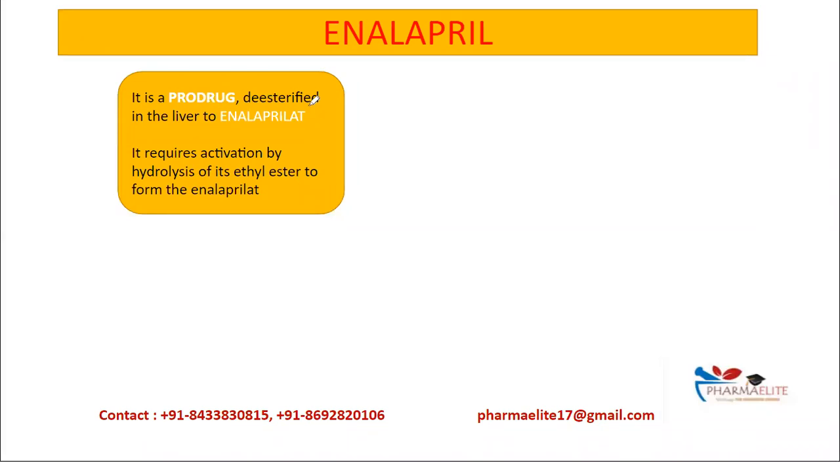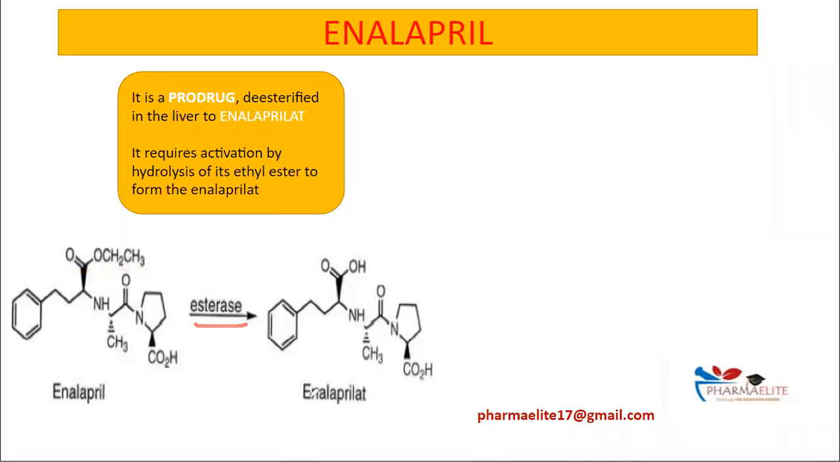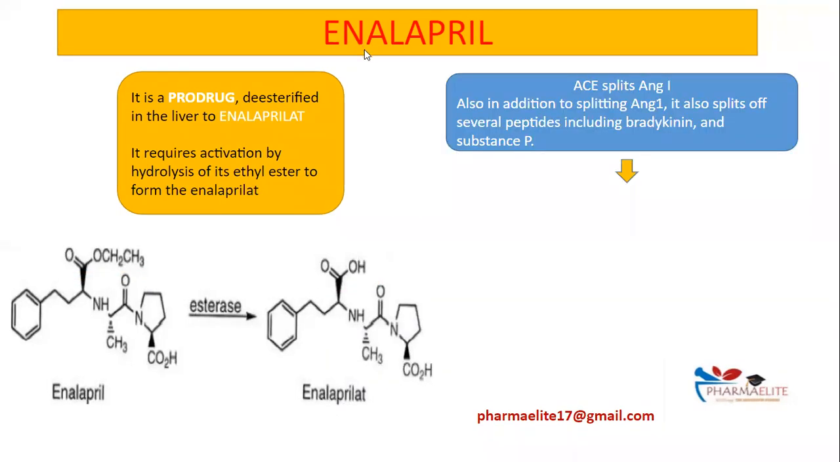In the structure we saw, in the middle there's an ester group. That ester group gets de-esterified in the liver with the help of the hepatic esterase enzyme, and enalaprilate is formed. It requires activation by hydrolysis of its ethyl ester group to form enalaprilate. As you can see here, this is the structure of enalapril, which has an ester group here. In the presence of the esterase enzyme, it gets converted into enalaprilate, and this ester group gets hydrolyzed to this carboxylic acid group.